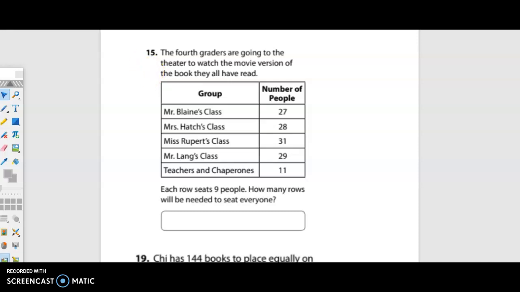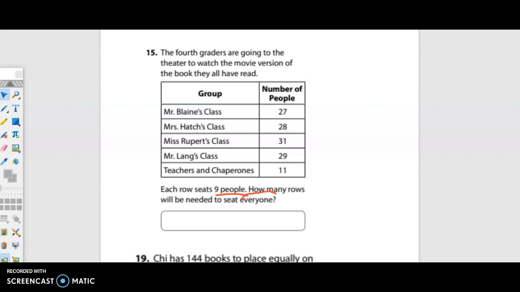Number 15 says the fourth graders are going to the theater to watch the movie version of a book they've all read. We have the different groups and how many people are going to be coming in that group. It says each row seats 9 people. How many rows will be needed to seat everyone?